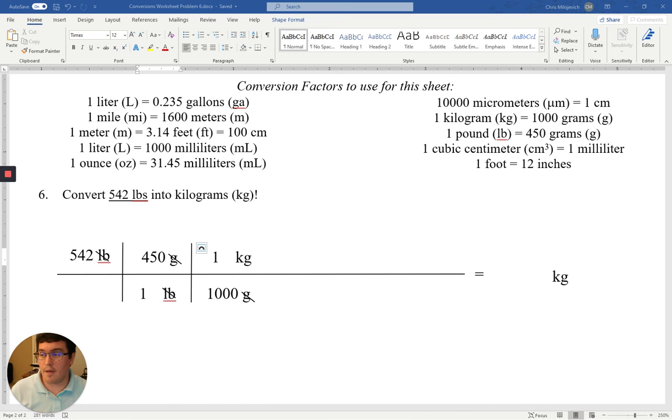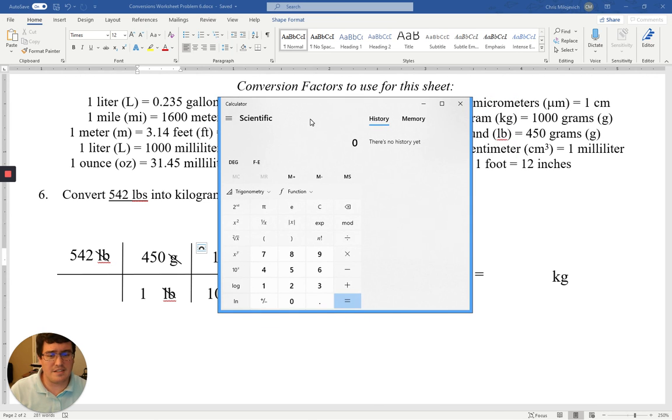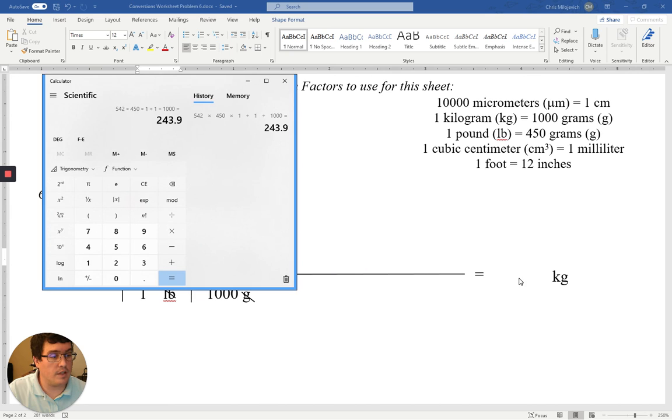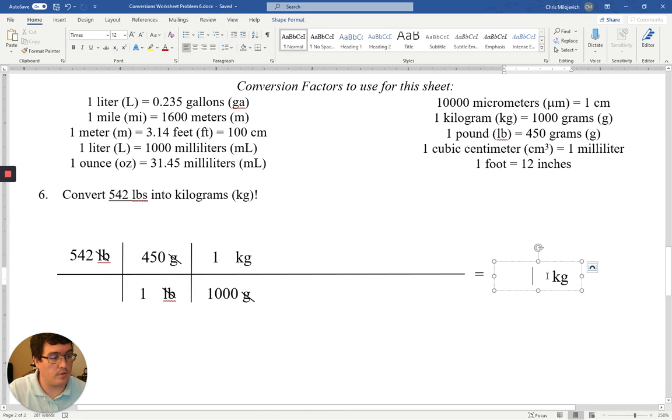So what you're actually going to get, I can see my calculator app. I'm going to put it up there just in case you guys can see it anyways. I'm not sure that works with this software or not until I watch this video. Times 450 times 1, divide by 1, divide by 1,000 equals 243.9 kilograms. 243.9 kilograms is what I should get.